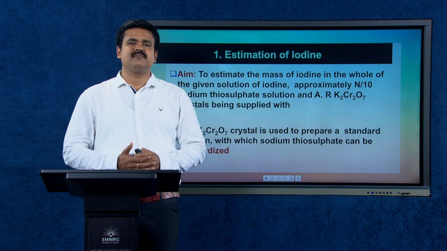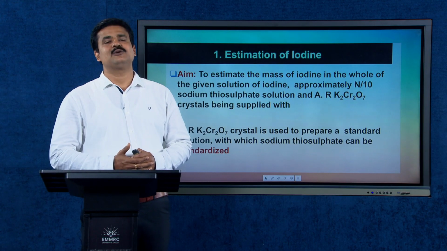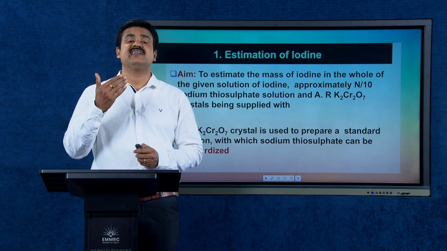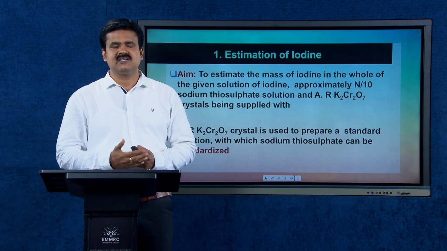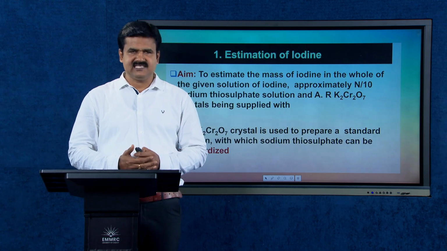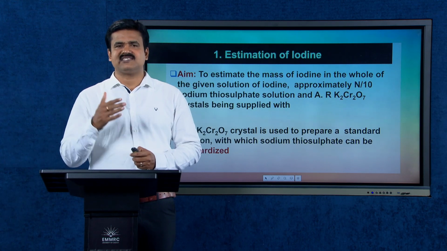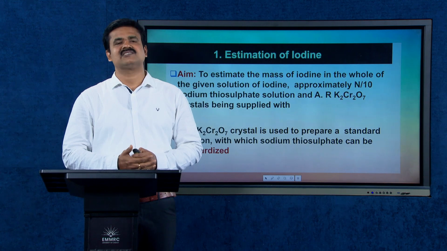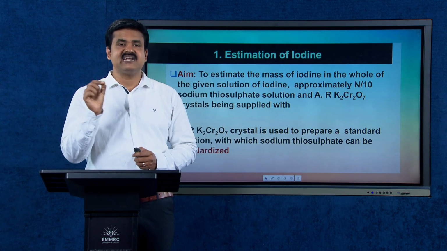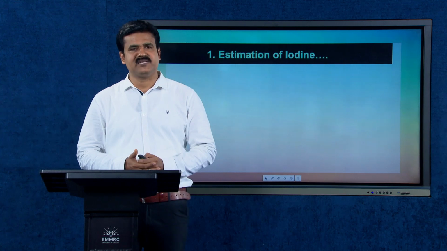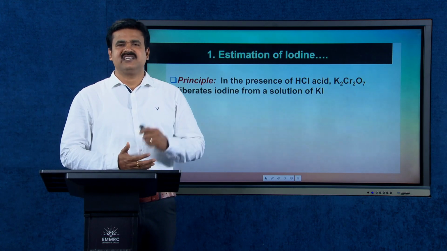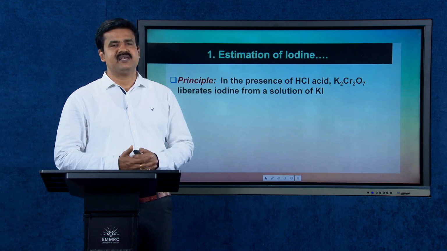Potassium dichromate crystal, or K2Cr2O7 crystal, is used to prepare a standard solution with which sodium thiosulfate can be standardized. That is, we have to standardize a solution of sodium thiosulfate, for which we are using a standard solution of potassium dichromate. The principle of the experiment is described here.